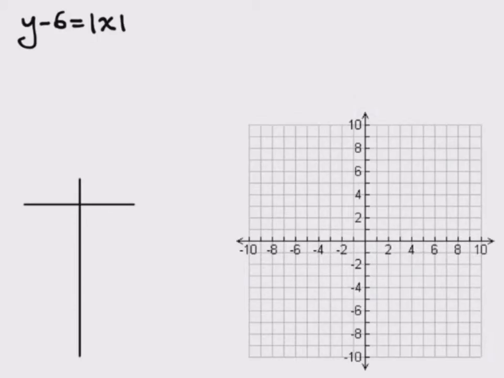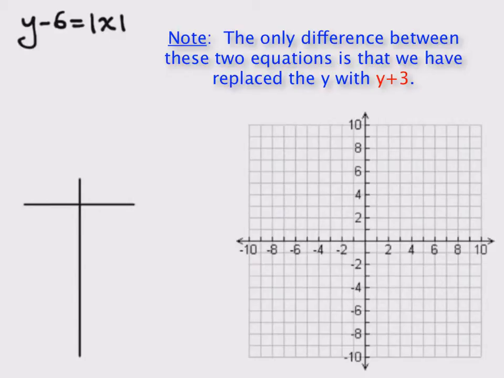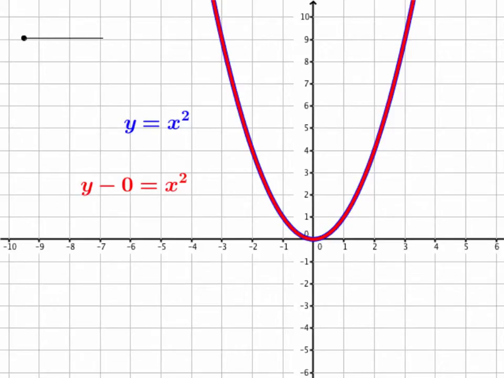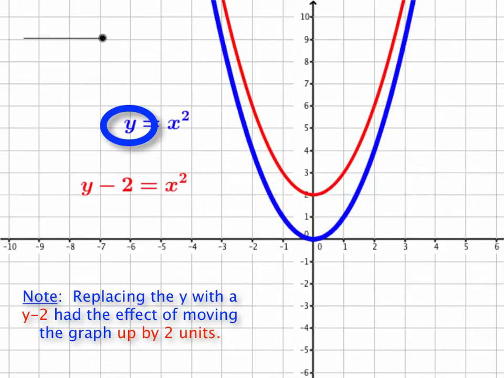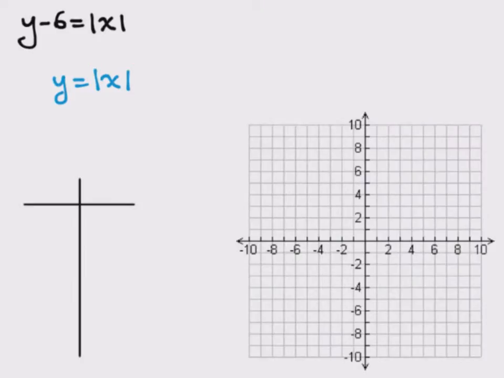Alright, let's do another example. In this one, let's graph all the ordered pairs for the equation y minus 6 equals the absolute value of x. Of course, the only difference between this and our baseline y equals the absolute value of x is that we've replaced the y with a y minus 6. Now, quick flashback, earlier we did a similar manipulation where we replaced the y with a y minus 2, and that had the effect of moving our graph up exactly 2 units. So let's see what happens in this case.